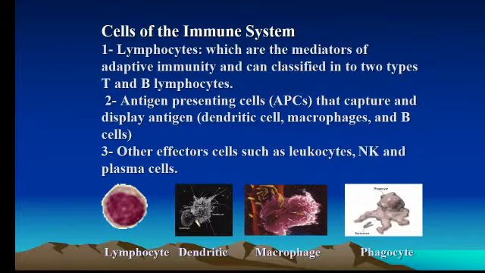Dendritic cells and macrophages capture and display antigen. Dendritic cells, macrophages, and B cells are APCs. Antigen-presenting cells present antigen. The lymphocytes are their own type of cell, B and T lymphocytes, which are mediators of adaptive immunity and can be classified into 2 types, T and B lymphocytes. Moving on to the next slide.